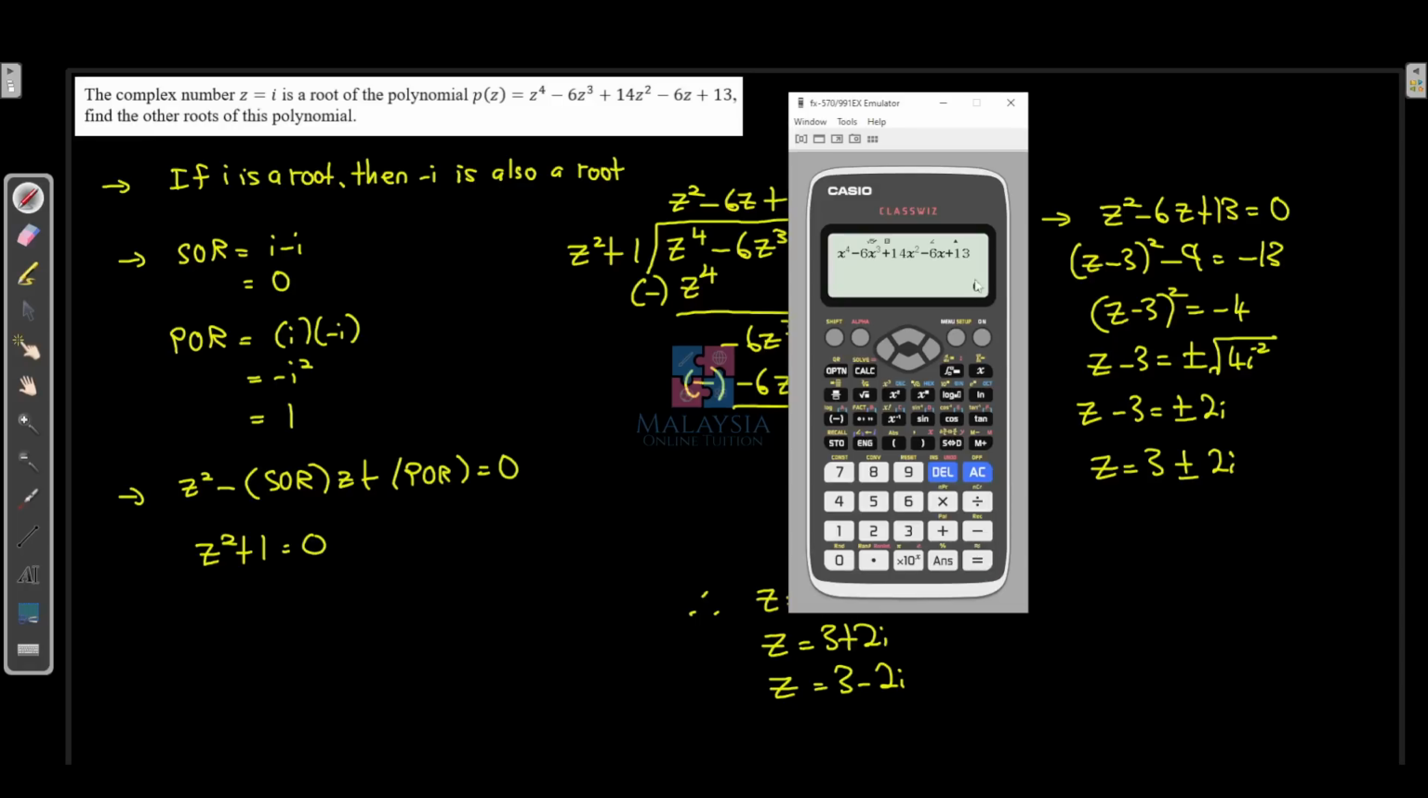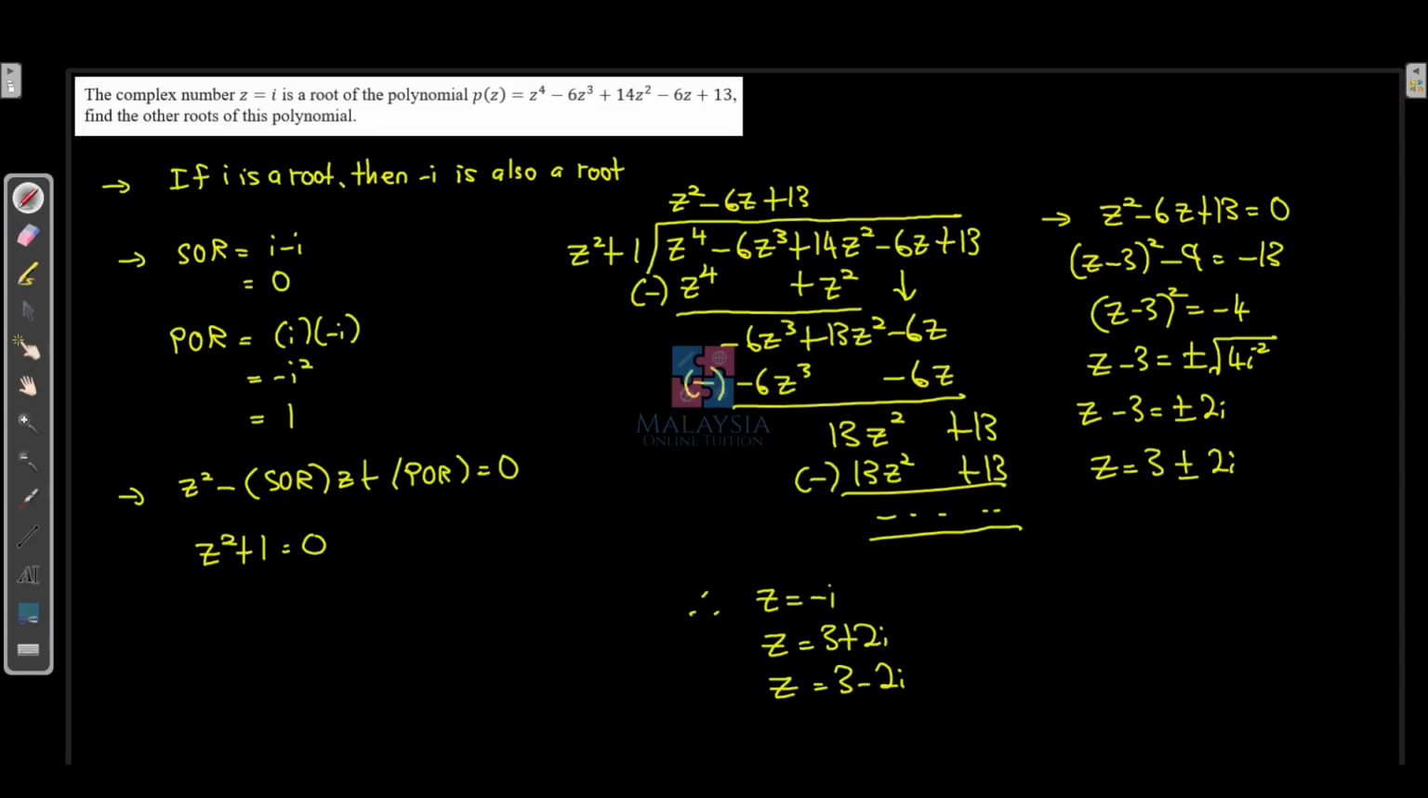And then you can see that we get 0. Root means that the value must be 0. So then when you substitute negative i, 3 plus 2i, and 3 minus 2i, if you get all of them to be 0, it means that you have proven that they are all the roots of this polynomial. Okay, so that's all for this question number 6. And that's all for this complex number review part 1.